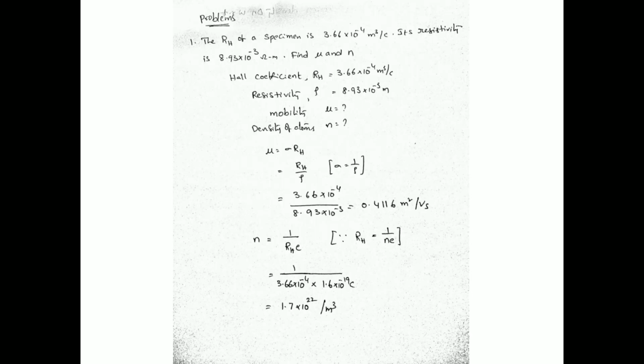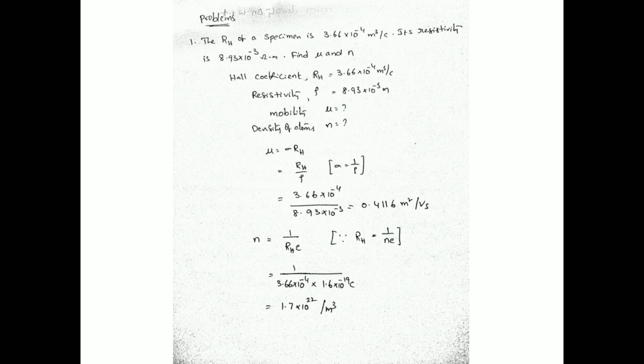In the first problem, the RH of a specimen is given, that is the Hall coefficient. RH of a specimen is 3.66 into 10 power minus 4 meter cube per coulomb. Its resistivity is 8.93 into 10 power minus 3 ohm meter. Here you find the mobility and density of atoms. So Hall coefficient given, resistivity given, you find mu and n.